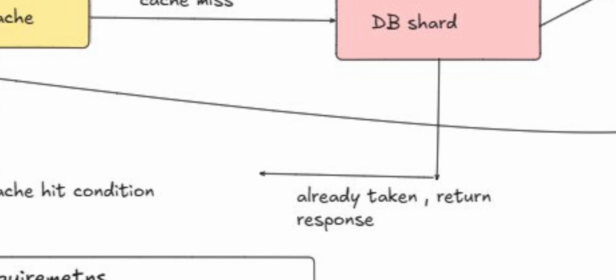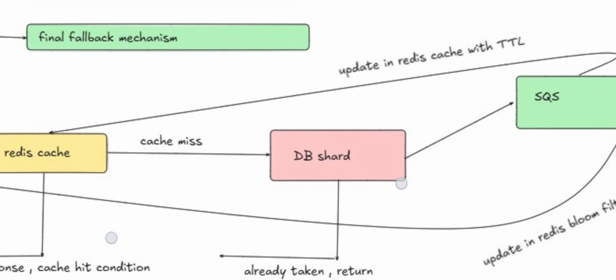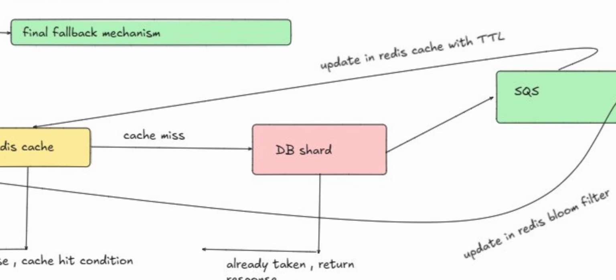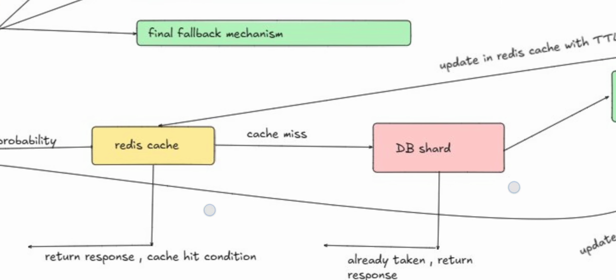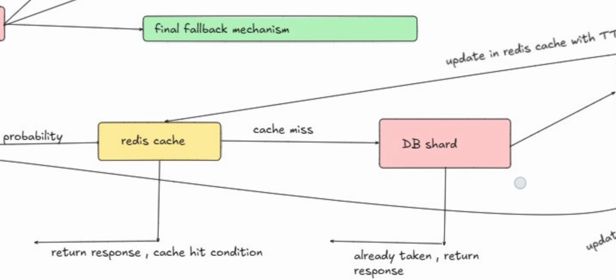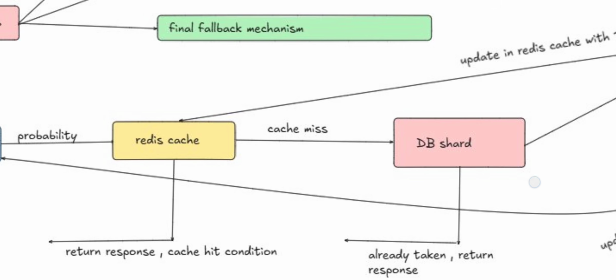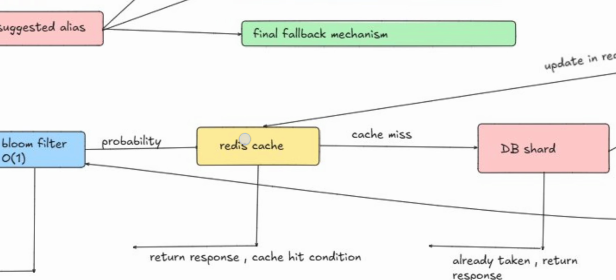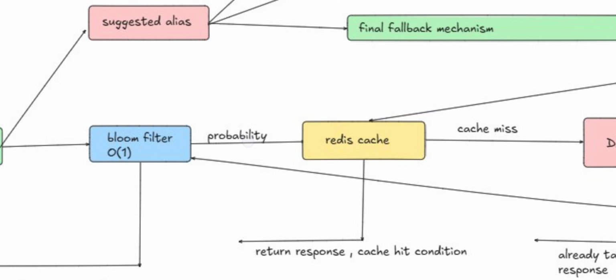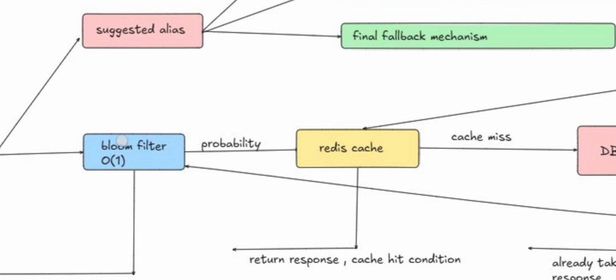But what if this alias has not been taken up yet? So now it's a condition where the user can take this alias. So okay, now let's allow the user to take this alias. And now the thing is, we would update this alias in our database, plus we would update this alias in our Redis cache, plus we would update this alias in our Bloom filter.